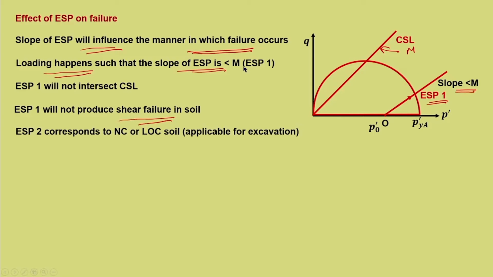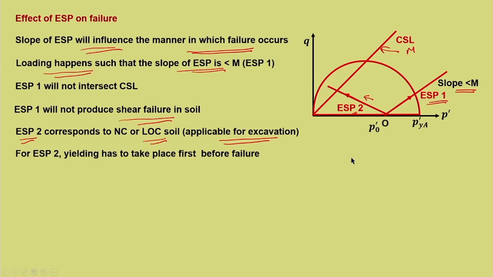Now, let us consider another case. Again, the starting point is same, and ESP2, which corresponds to NC or LOC soil, which is mostly applicable for excavation. So, this is the way in which the ESP2 is progressing. There is a loading such that ESP2 takes this particular slope. Now, this is a typical case of excavation. For ESP2, yielding has to take place first before failure.